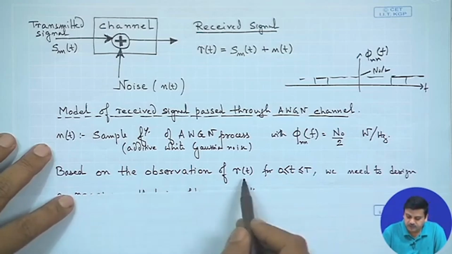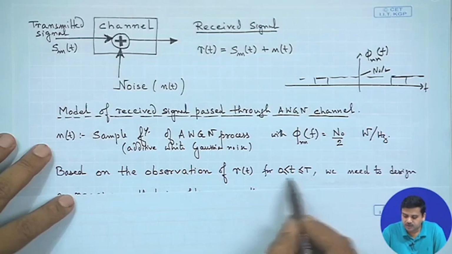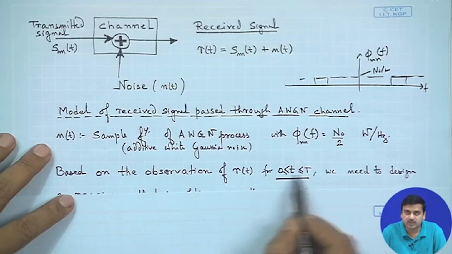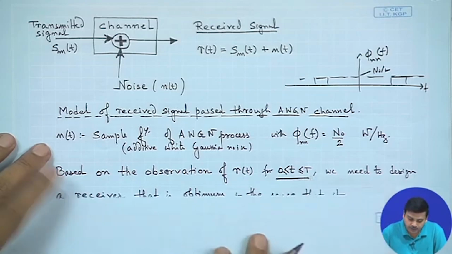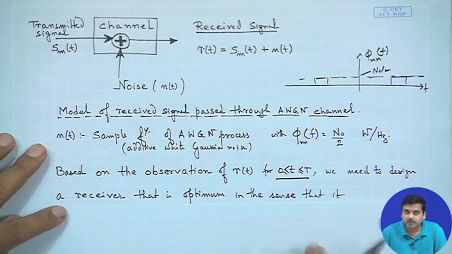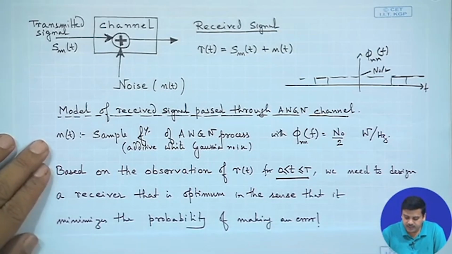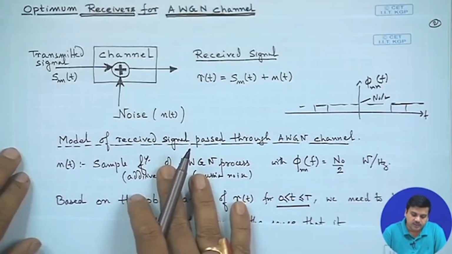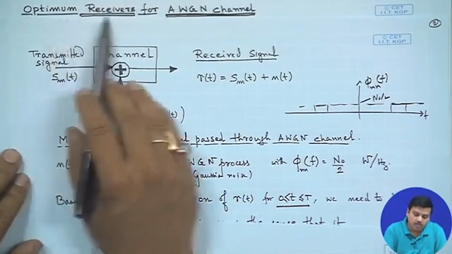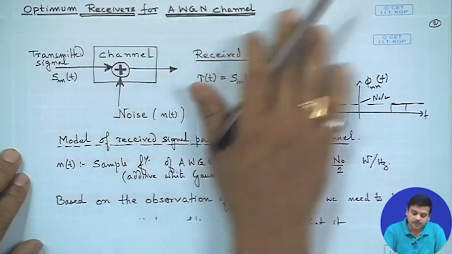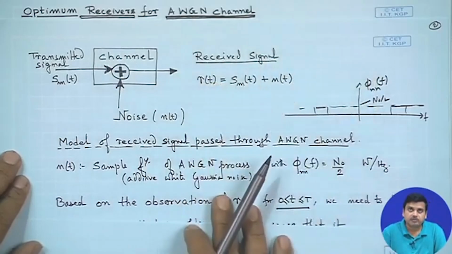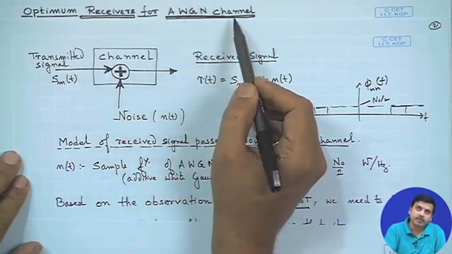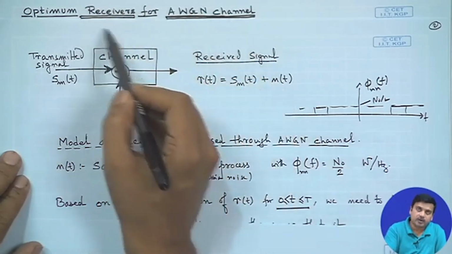Now, based on the observation of r(t) in the interval 0 to capital T, we need to design a receiver that is optimum in the sense that it minimizes the probability of making an error. Recall we have started our discussion on designing optimum receivers for the AWGN channel. When we say we want to build an optimum receiver for the AWGN channel, we have first described what we mean by AWGN channel, and we will be talking about the receivers.